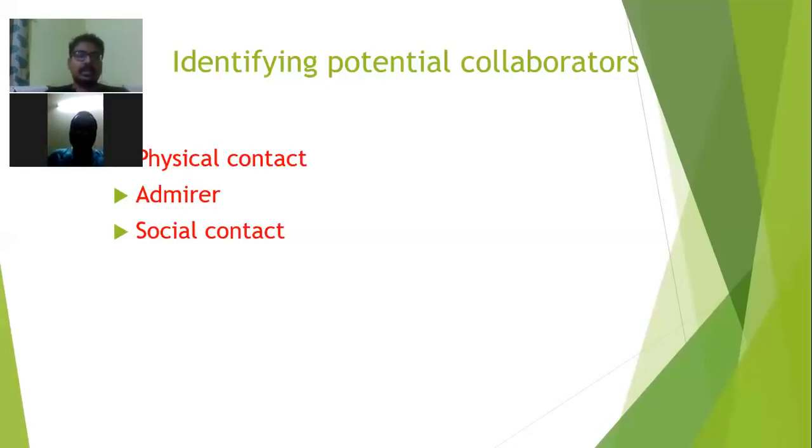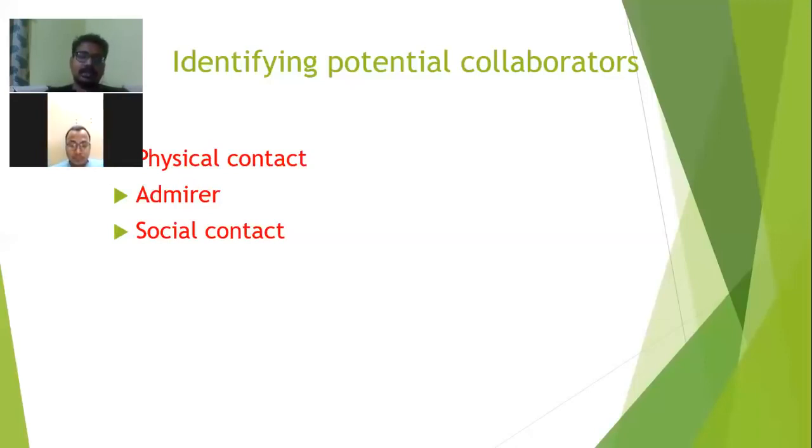So that is why I'm saying this is a surprise element. It is something that happens spontaneously, by chance. For example, the first two that we described, the physical contact and the admirer, need a proactive thought process from your side. You need to be very proactive to approach them. And the social contact or the surprise element is something that can happen very randomly. You cannot plan on that.